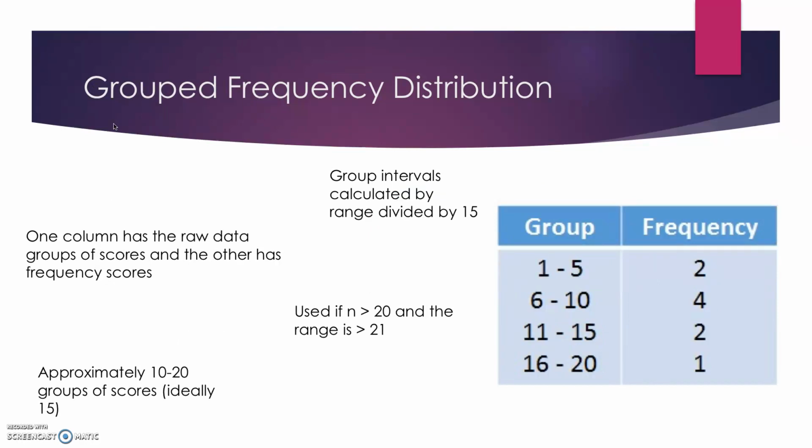And so the last way of organising data is by using grouped frequency data. This is when group intervals are calculated by the range divided by 15. In this sort of data, one column has the raw data groups of scores and the other has the frequency of scores. Unlike the simple frequency distribution, this way of organising data is used if the number of participants is greater than 20 and the range is greater than 21. And finally, there should ideally be groups of scores. However, it can differ between 0 and 20.